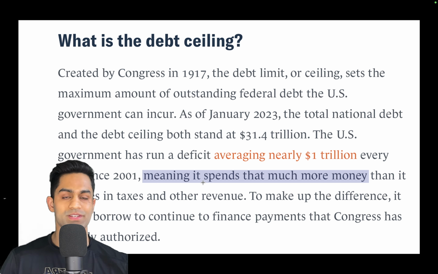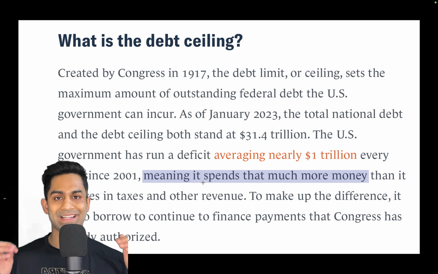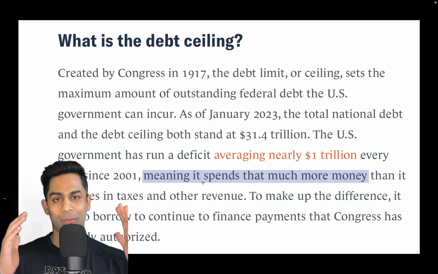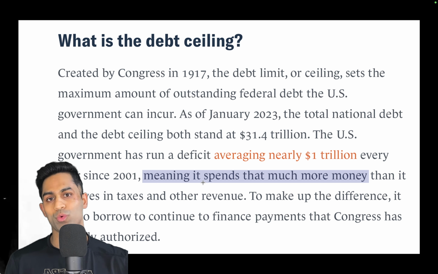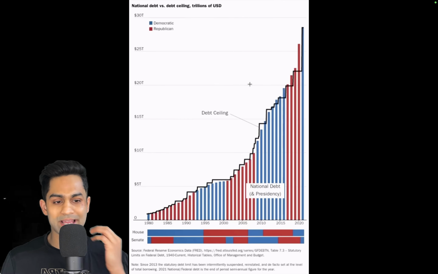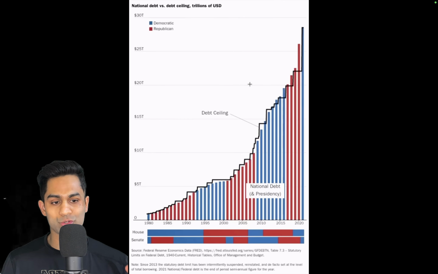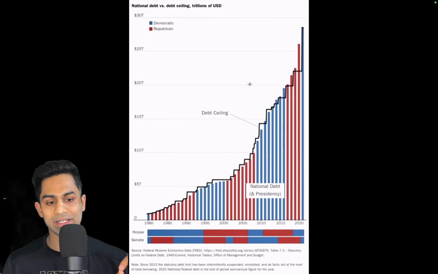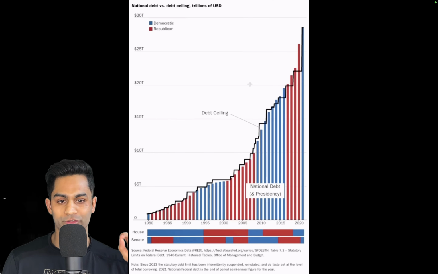And if you run a deficit constantly, what's going to happen? You're going to borrow more and more money, and the debt mountain continues to grow. And that's exactly what's going on with the US, and it's been going on for several years now, pretty much decades. Now, this right here is a very good chart, which goes over the debt ceiling line in black and the national debt of the US, broken down by different parties.